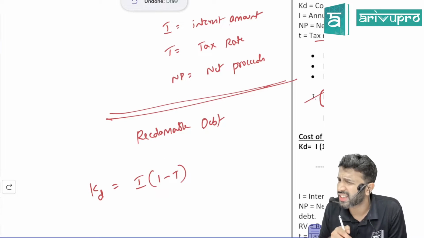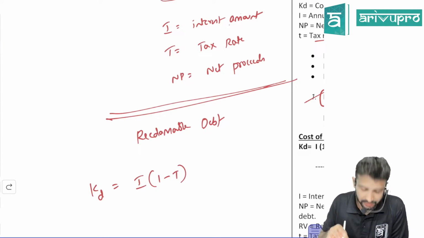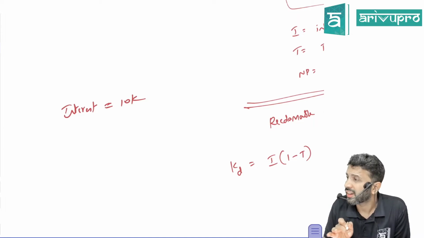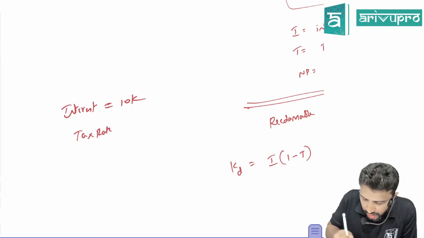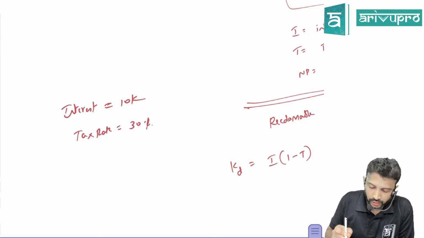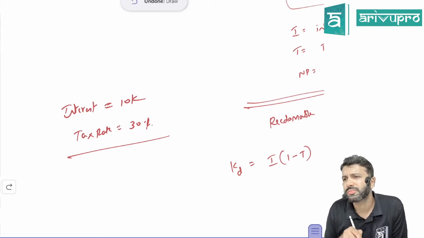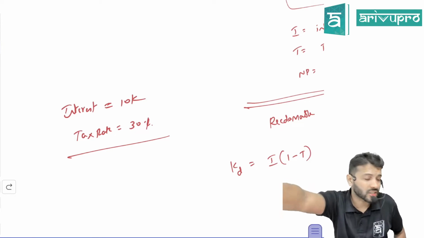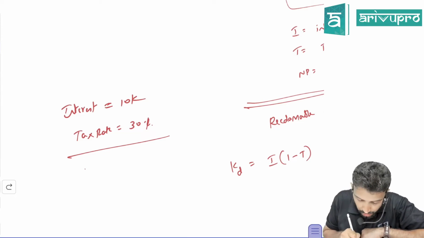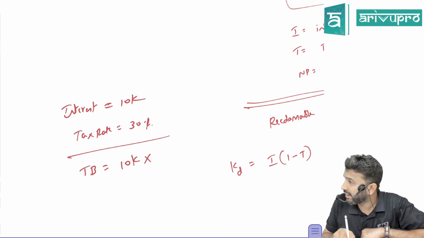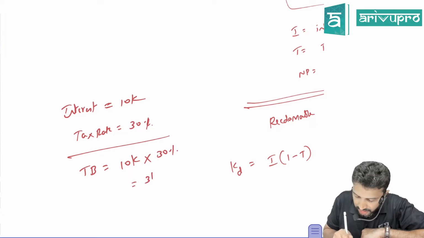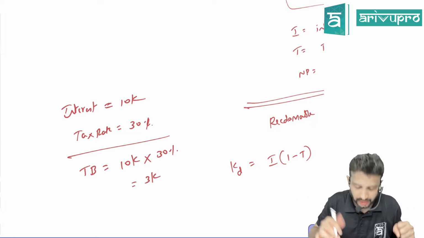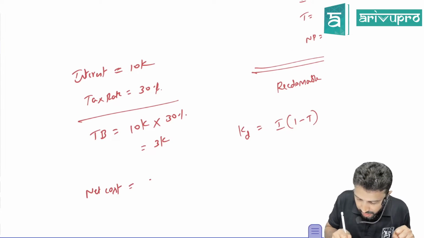Why do we multiply by 1 minus T? On interest, we get the tax benefit. Let's say you pay an interest of 10,000 rupees, and the tax rate is 30%. Is the cost for the company really 10,000? On one hand, you paid 10,000 as interest, but on interest, you will get some tax benefit. 10,000 is the interest. On this, you will get a tax benefit of 30%, which means 3,000. On one hand, you paid 10,000; on another hand, you are getting a tax benefit of 3,000. So the net cost for the company is 7,000.